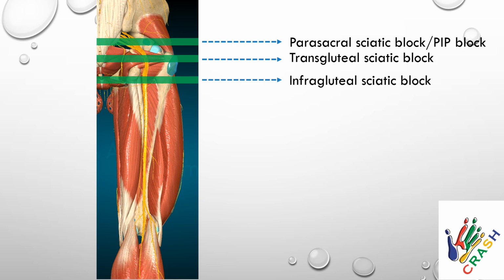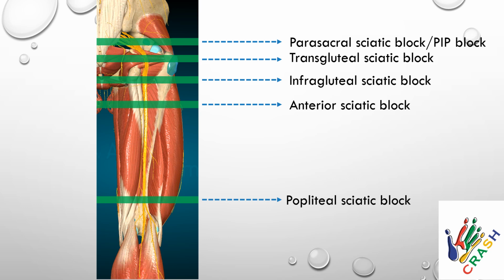The third level is called the infragluteal block, where the block is performed midway between the ischial tuberosity and the greater trochanter, where the sciatic nerve travels on top of the quadratus femoris muscle. The next level is at the proximal thigh, performed from the anterior aspect, which is called the anterior sciatic block. And the final level is at the level of the popliteal fossa, which is called the popliteal sciatic block. So the nerve can be blocked at any of these levels to achieve a successful block.